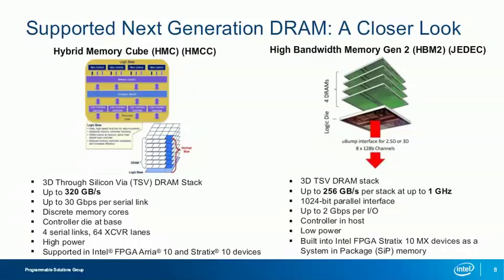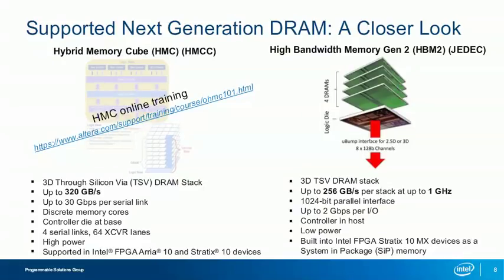Most HMC devices include 4 serial links that can have either 8 or 16 transceiver lanes. So a full-width mode device has a total of 64 transceiver lanes. HMC is a separate device on the board, so it requires its own power and termination, making it a higher power option for external memory. HMC is currently supported by Intel FPGA Arria 10 and Stratix 10 devices. See the online training linked here to learn more about HMC.